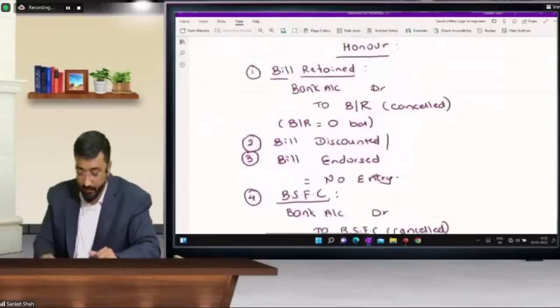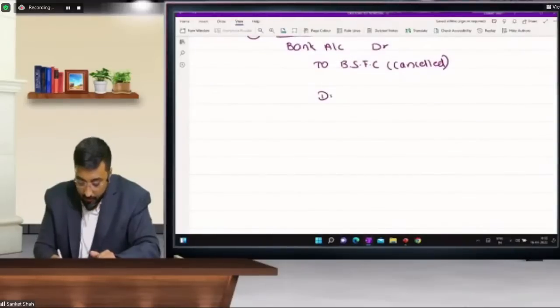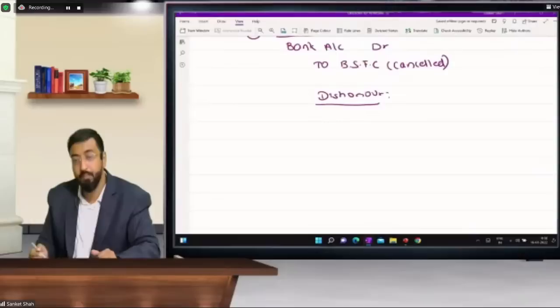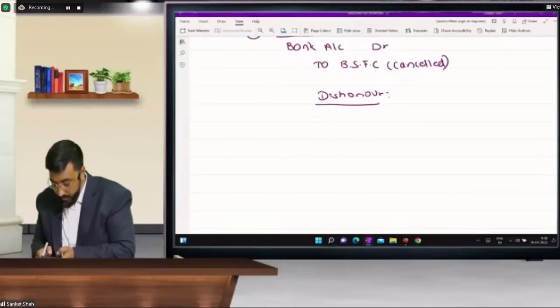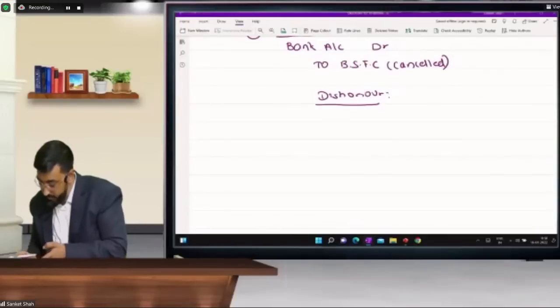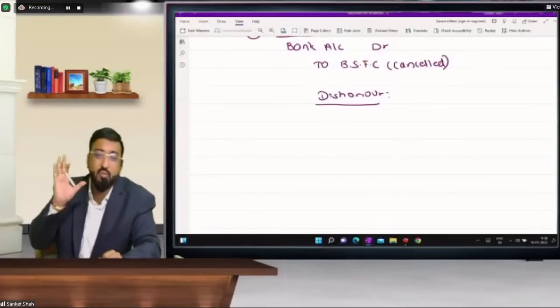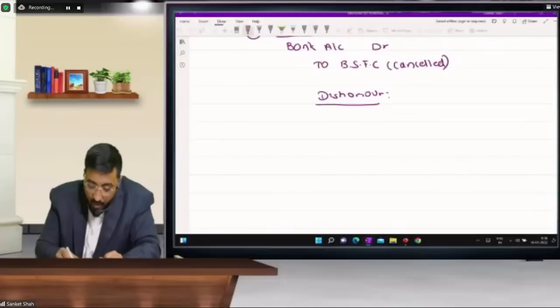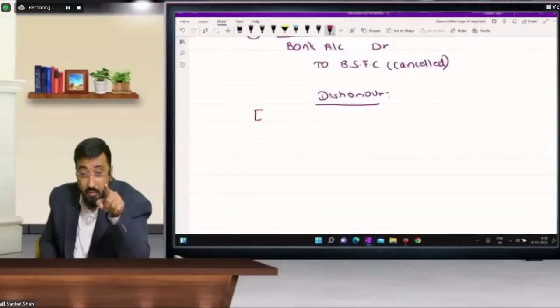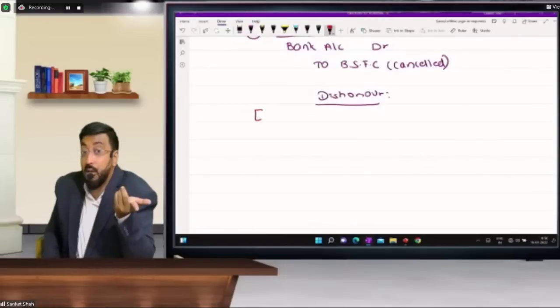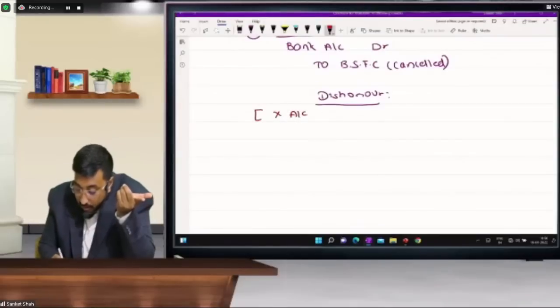Chalo, koi baat nahi. Chalo sir, dishonor, dishonor, dishonor. In dishonor entries, in case of dishonor, beta, one thing is very easy. One thing, remember, one thing I'm telling you at the beginning only. That X account, he has not paid. X account will get reopened.